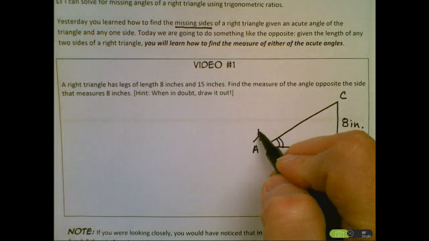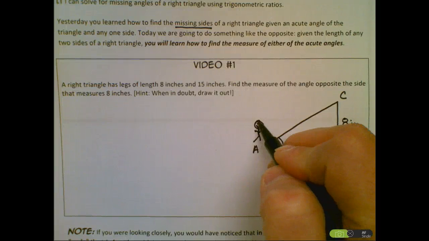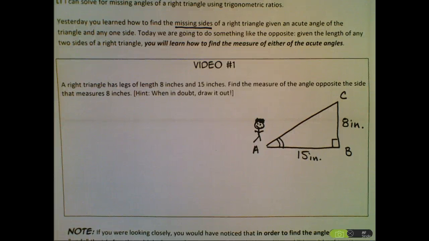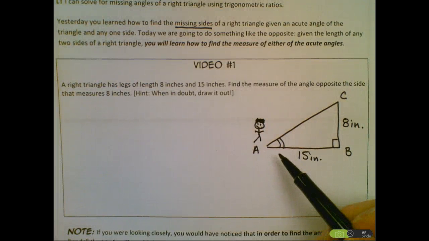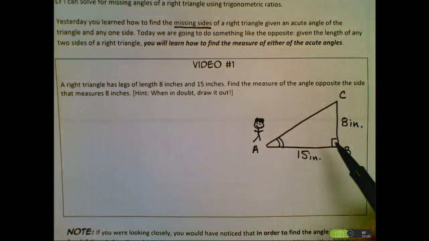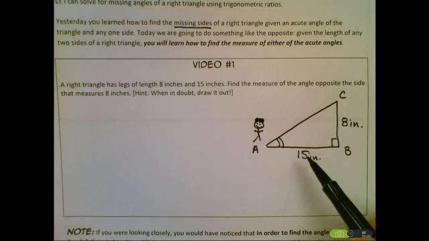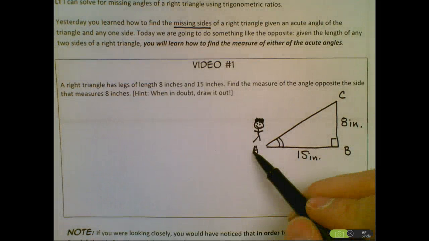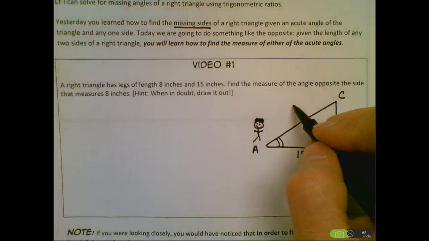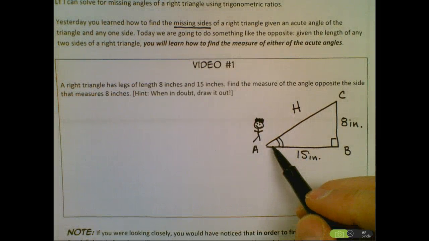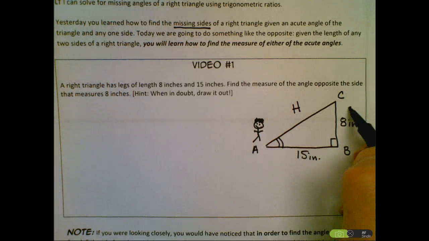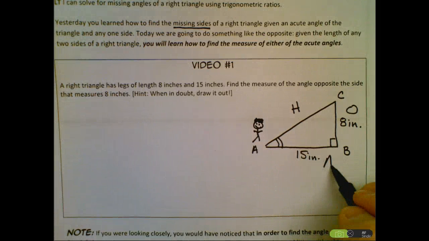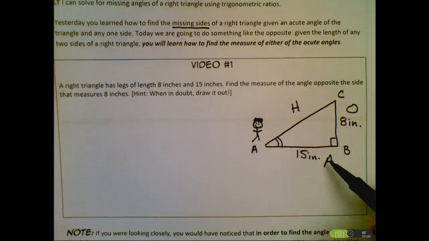So again, I like to picture myself standing, or maybe not me, if you're noticing the haircut, standing at the angle that I'm working with. So in this case, I'm working with angle A, and then my next thing to do would be to label my sides of the right triangle with O, A, and H. So if I'm standing over here, the side opposite my right angle is my hypotenuse. The side across from me, opposite side, and then the side next to me, but not the hypotenuse, is the adjacent side. So I've got my opposite side is 8, my adjacent side is 15.